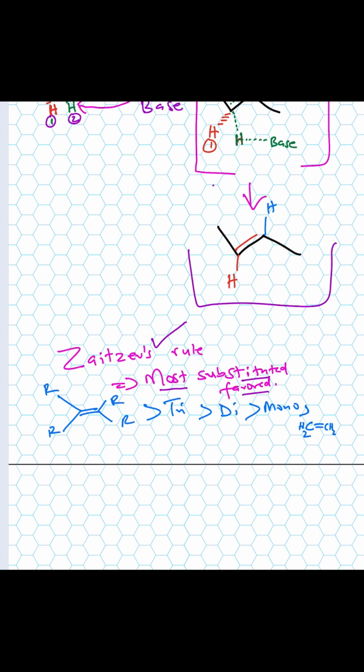So the most substituted is the tetrasubstituted alkene, which has 4 alkyl groups, 1, 2, 3, and 4, around the double bond, followed by trisubstituted alkenes, which have 3 alkyl groups, followed by disubstituted alkenes, which have 2 alkyl groups, and then monosubstituted alkenes, which have 1 alkyl group, and then lastly, ethylene, which doesn't have any alkyl groups.